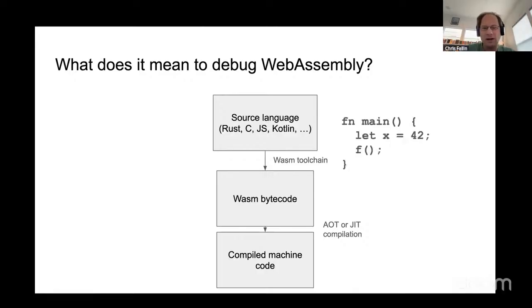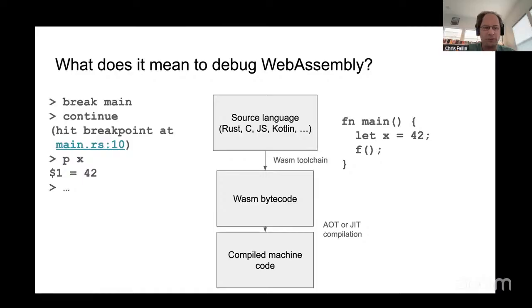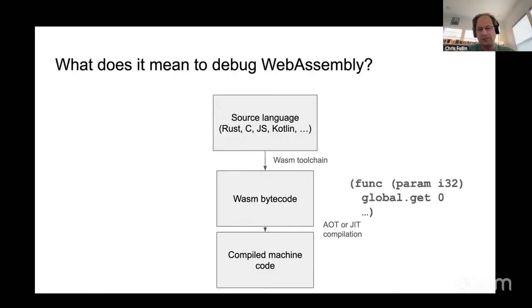And you can imagine debugging at each of these levels, right? So you might want to single step through each of these abstraction levels. If you debug the source language, you might want an experience that looks something like what you see in a host native debugger today, right? You set a breakpoint at the main function. You have source locations, main.rs line 10. You can print source level variables. So we'll call this source language level debugging.